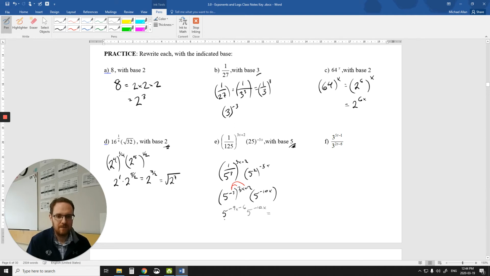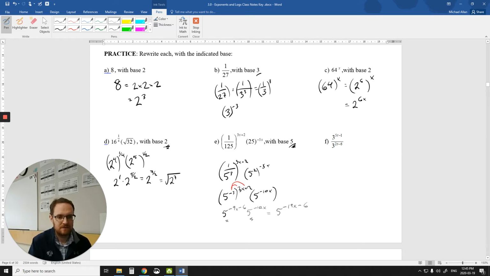Because now they have the same base, we can add their exponents. So I'm going to add my exponents together. I get 5 to the power of negative 19x, because they're both negative. So I'm going to add them, it ends up being more negative. And then minus 6. Okay, there's my nice base 5. I can't really do too much more with that.